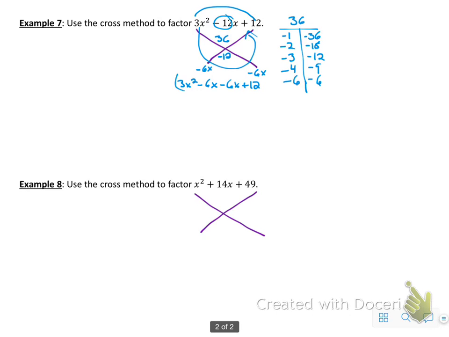You group the first two and the last two, and then you take stuff out. What can we take out of 3x squared and a 6x? You can take out a 3x, because 3 goes into 3 and 6, and x goes into x squared and x. So let's take out a 3x. If we take a 3x out of 3x squared, we're only left with x. And if we take a 3x out of a 6x, we're left with 2.